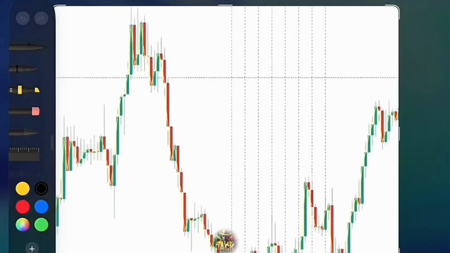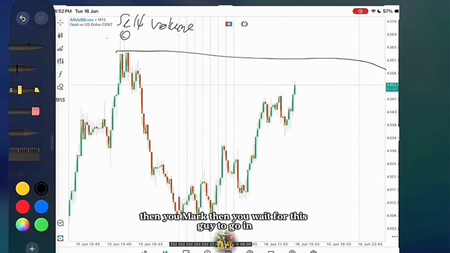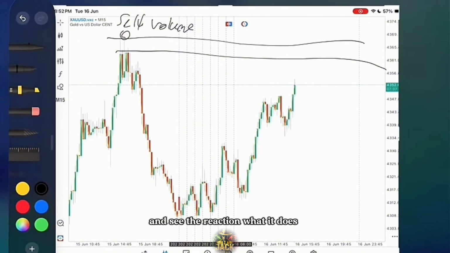Now M15. This is the good seller, right? This is sell volume. Okay, let's mark this area. We mark, then we wait for price to go in and see the reaction, what it does. If it still wants to continue to push up, it should break this area. If it's still respecting the sell volume, then it should do this.